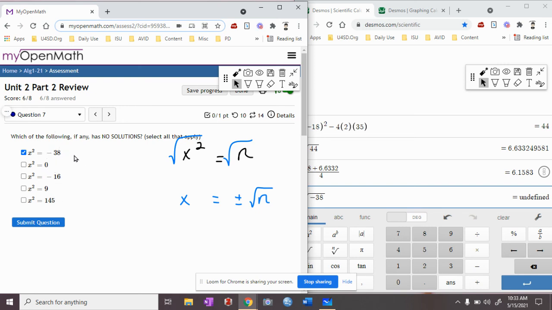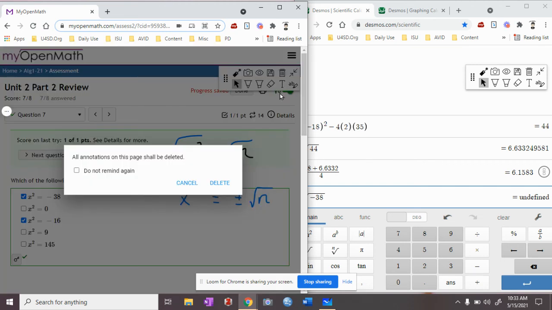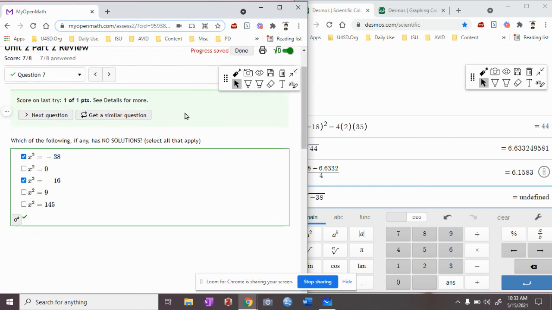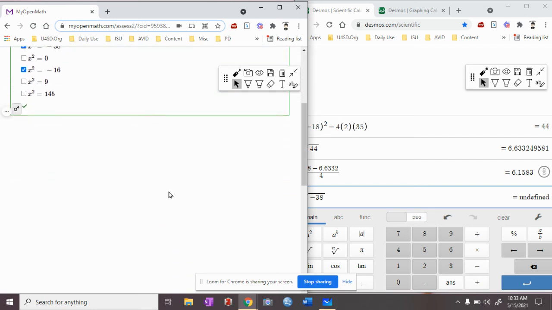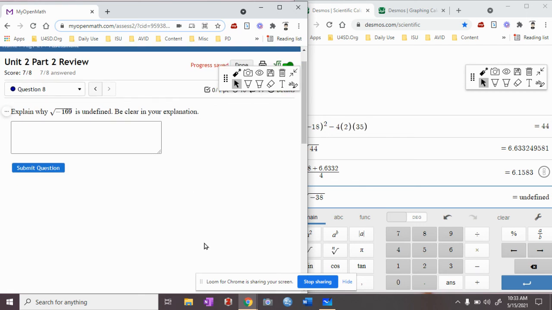You might be thinking, Mrs. Miller, it's negative. We cannot take the square root of a negative number. All right. Okay, so let's submit those. All right, you're right. None of those with negatives have a solution. So now my question to you is, why? Why is the square root of negative 169 undefined?